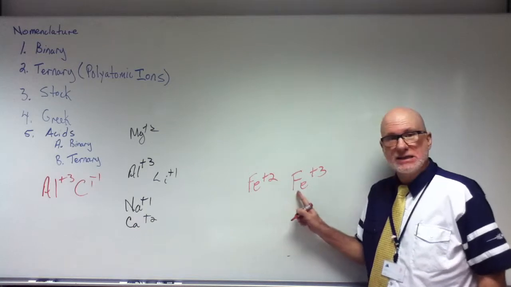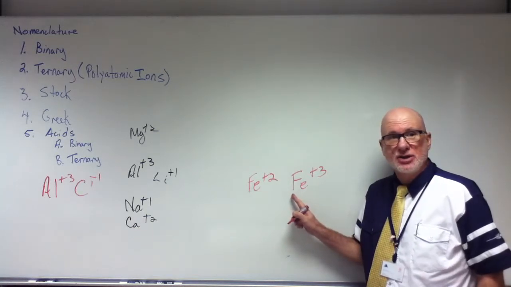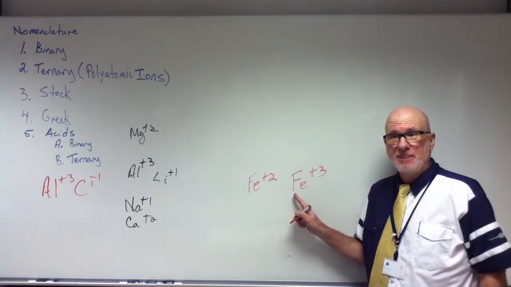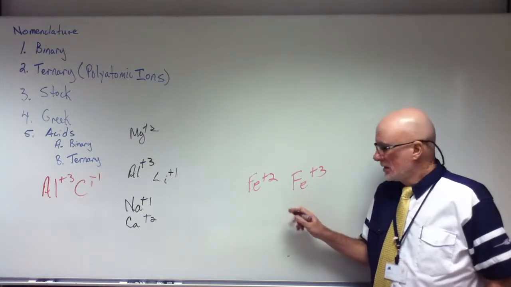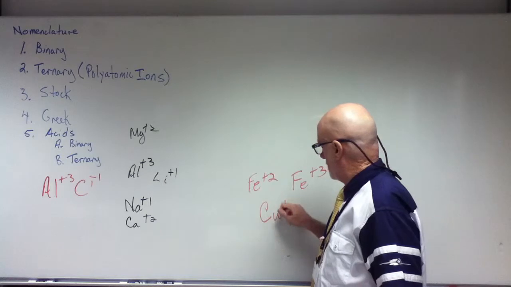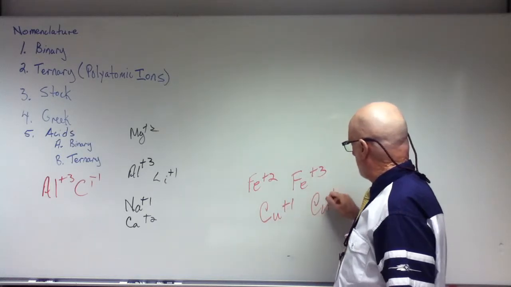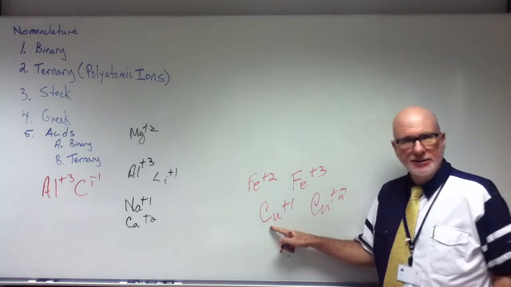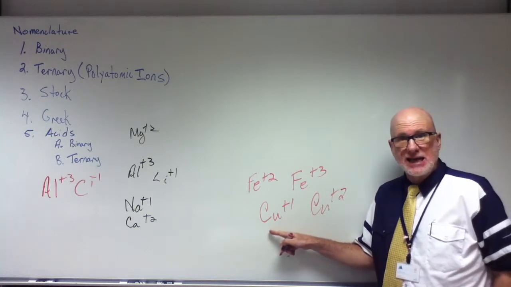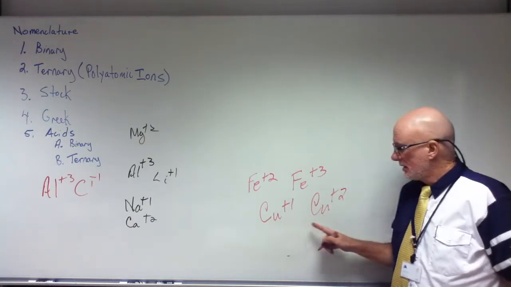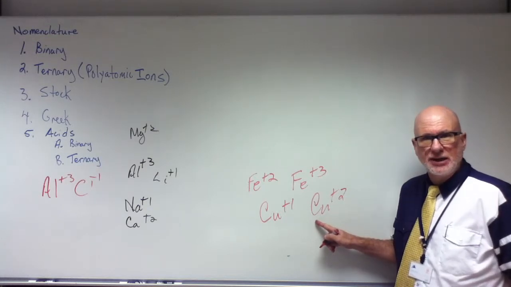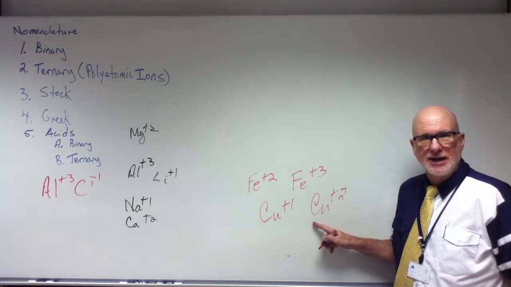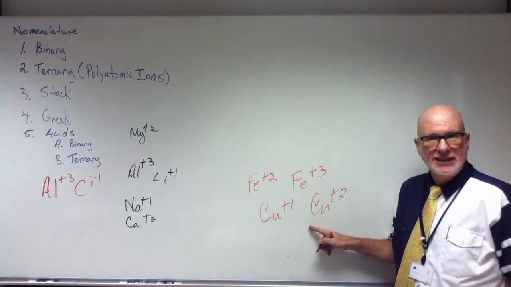Yes? They put this in prepared meats. They put plus 3 iron. Okay? You get it? Copper. Copper plus 1, copper plus 2. Copper 1 oxide is black. Copper 2 chloride is green. Any Americans in here, the Statue of Liberty? Copper 2 chloride, green. You get it?